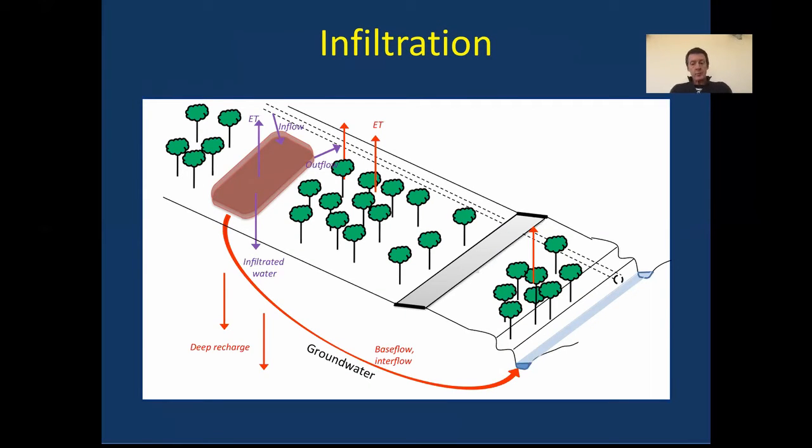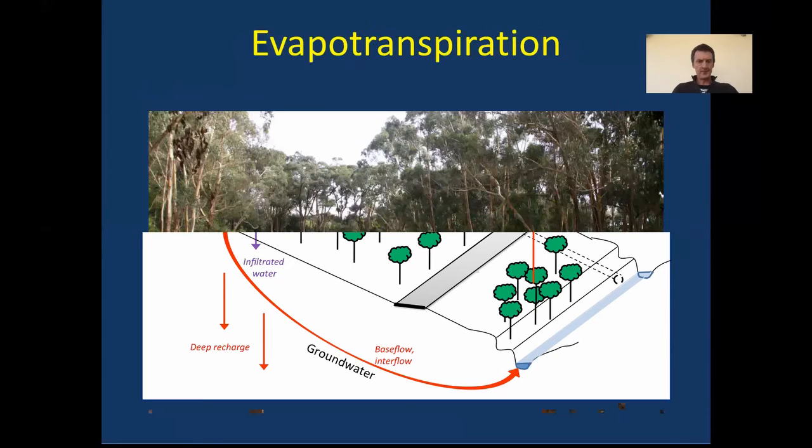Infiltration is another method we use, where we intercept water, infiltrate it into the landscape, try to recharge groundwater and contribute to base flows, and also try to provide some water for nearby vegetation.